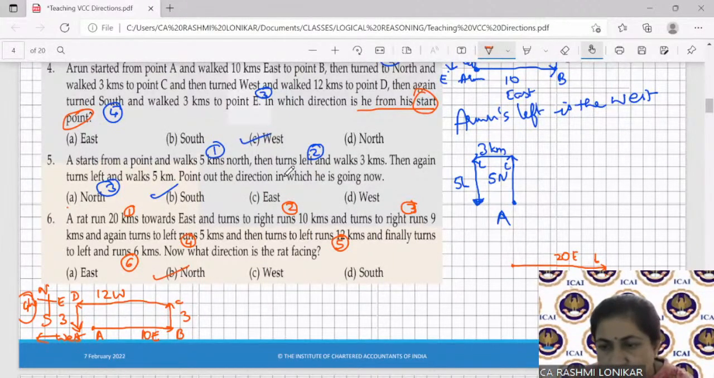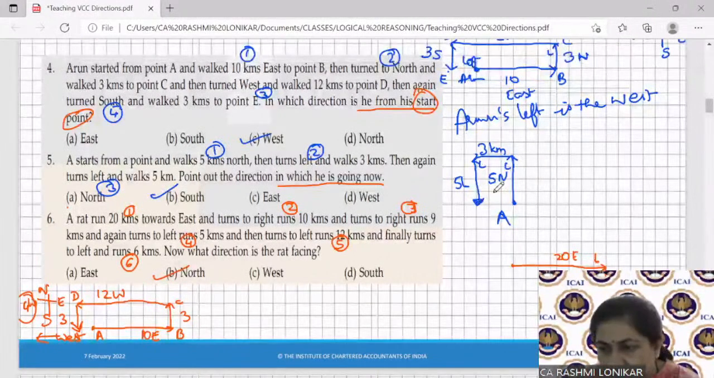In the 5th question, what was this asking? In which direction is he going now? Going now, that is why this is the south direction. Okay, clear, Nikita? Now let us move to the next sum.